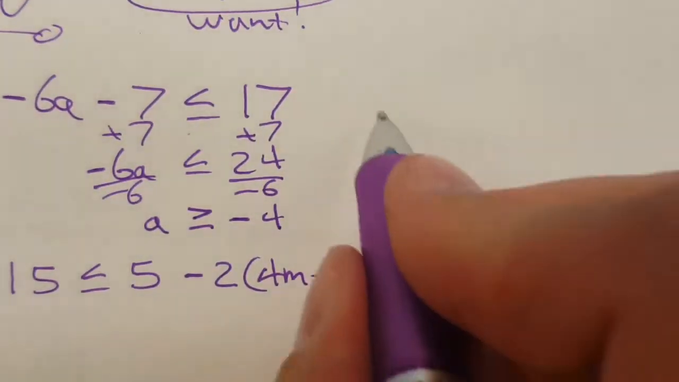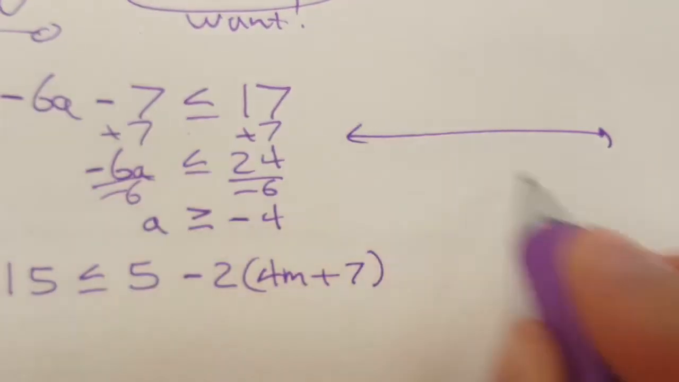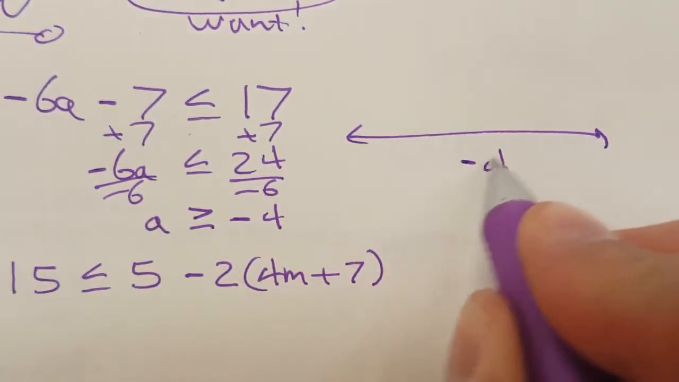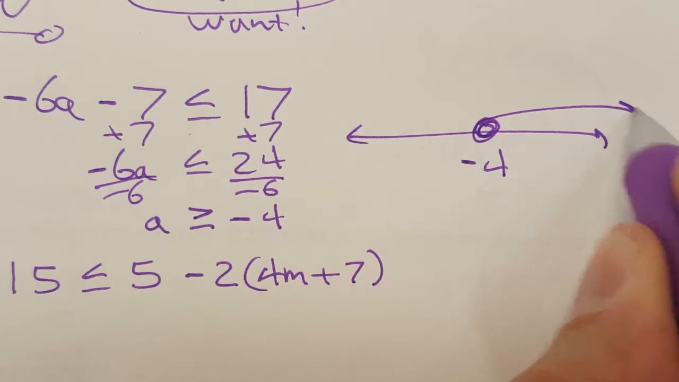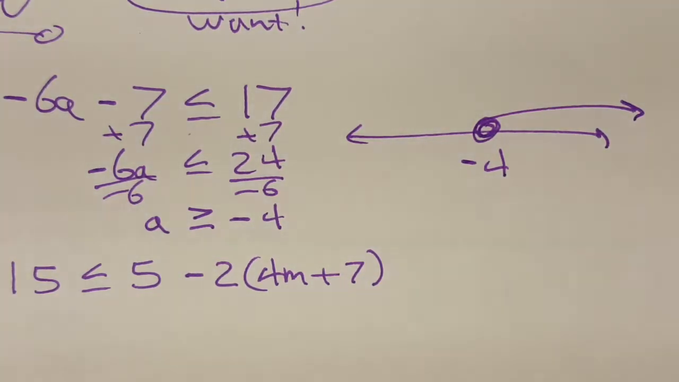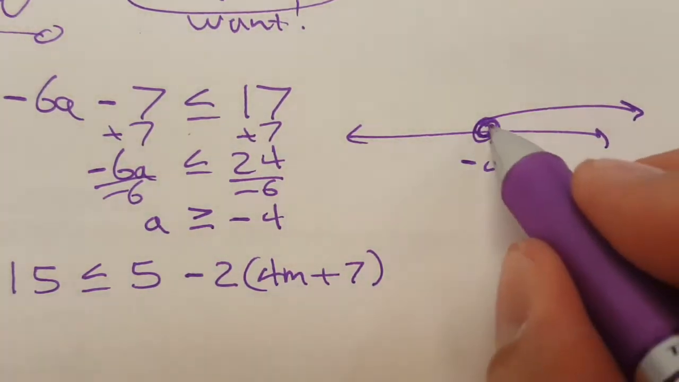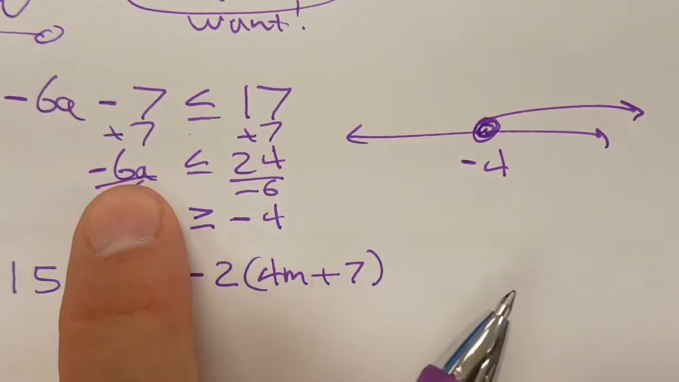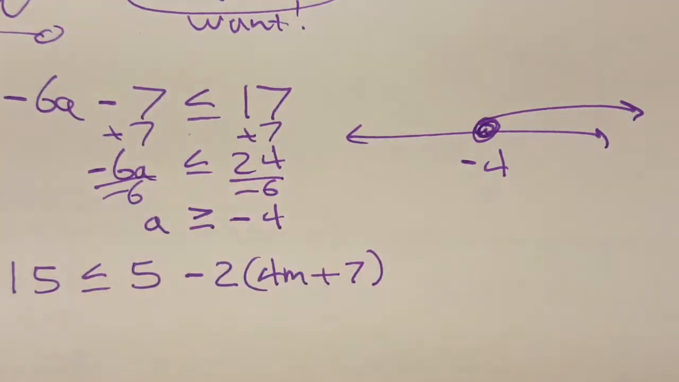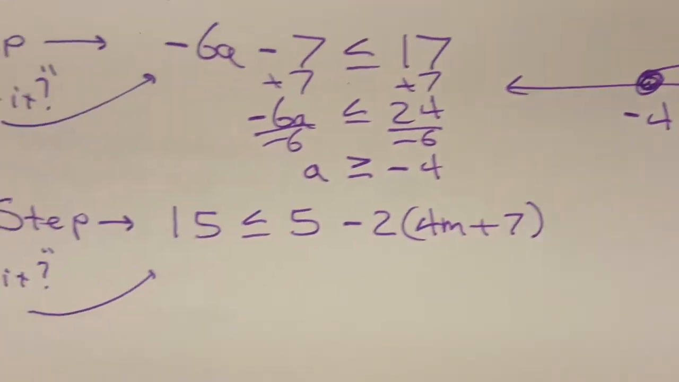Let's graph that. Rough graph line. Negative 4 is my boundary number. I need a solid dot, and I need to go to the right. A is greater than or equal to negative 4. Remember, keep in mind, when you multiply or divide by a negative, the symbol must flip.